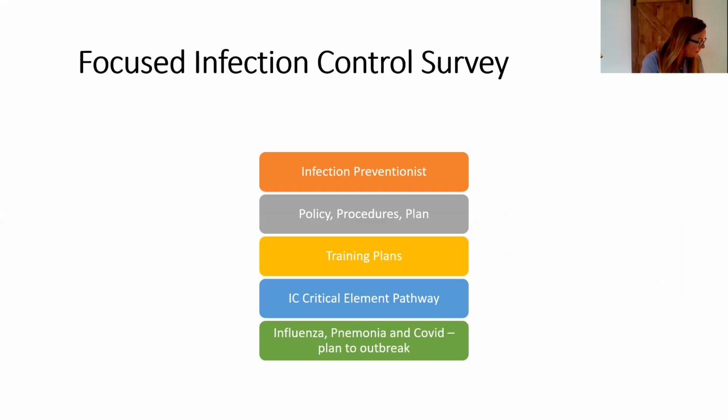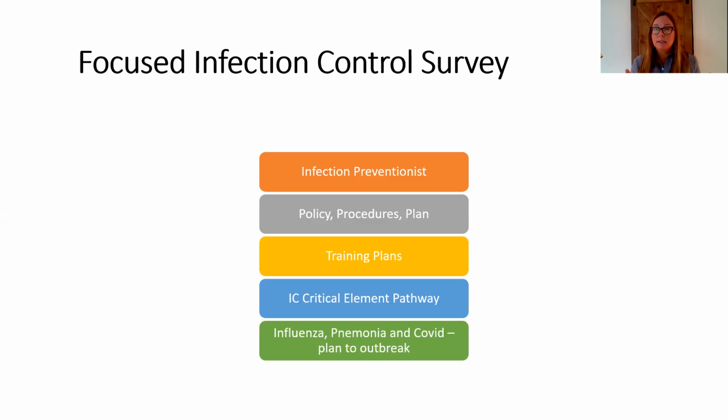As CMS put the emphasis on infection control to mitigate the spread of COVID-19, they put forth that every nursing home needed to have a focused infection control survey. Some early on, before the end of July, might have had a desk review or more of an external one, but there had to be an internal on-site infection control survey for every nursing home, all 15,400 nursing homes, by the end of July. So all of you should have had one.